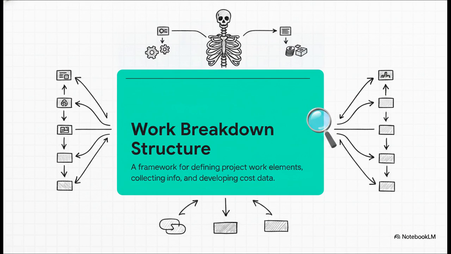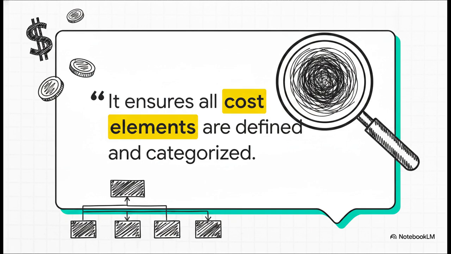It's kind of like packing for a massive cross-country move. You break things down by room, then by piece of furniture, then by individual box. The WBS does exactly that. It divides physical and functional work elements into increasing detail. The total resource requirement for any broad category is literally just the sum of all the tiny, detailed sub-elements below it. The entire point of this structure boils down to one golden rule, which is, it ensures all cost elements are defined and categorized.